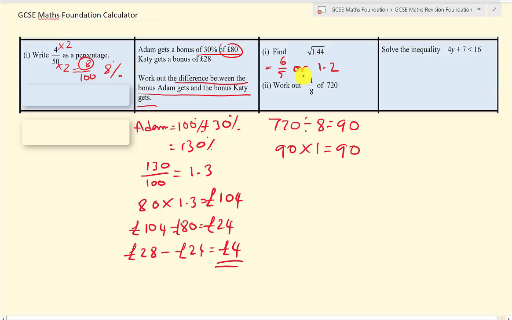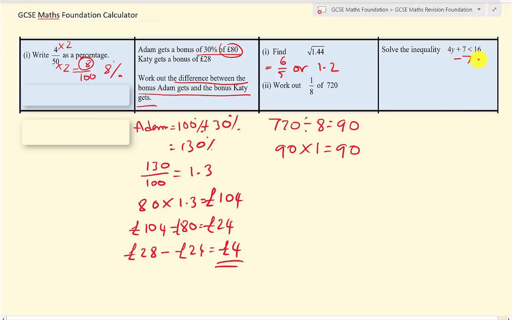Solve the inequality. 4y plus 7 is less than 16. Now, when you're solving inequalities, it's exactly the same as solving equations, but the only difference is you have the inequality sign here instead of an equal sign. So let's just solve it just like an equation.